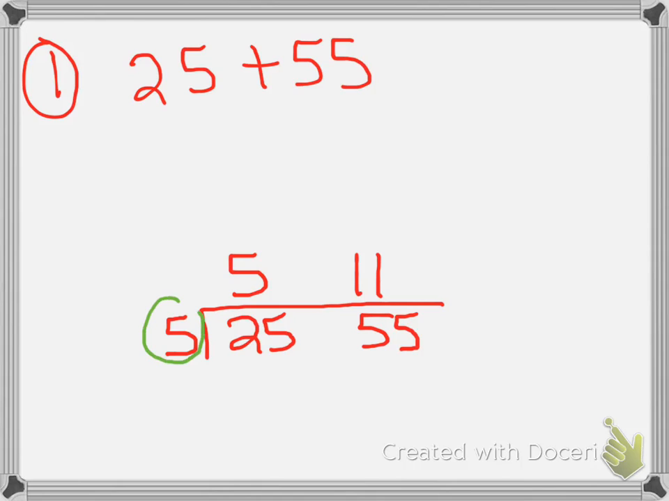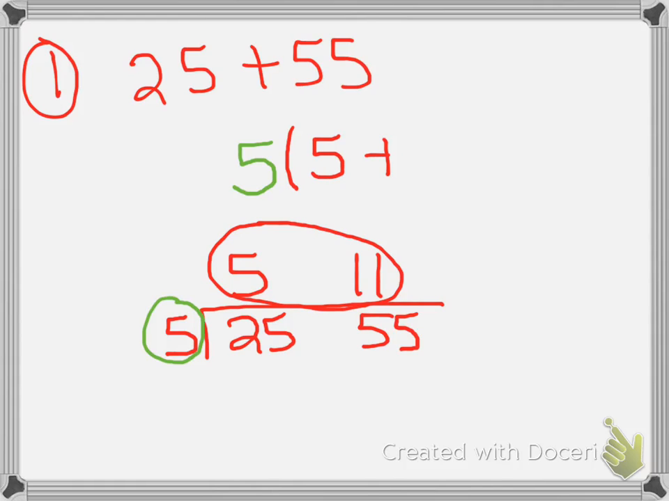Now remember, when writing in distributive property, the greatest common factor goes on the outside of the parentheses, and we multiply it by the sum of our non-common numbers. So that would be 5 times 5 plus 11.